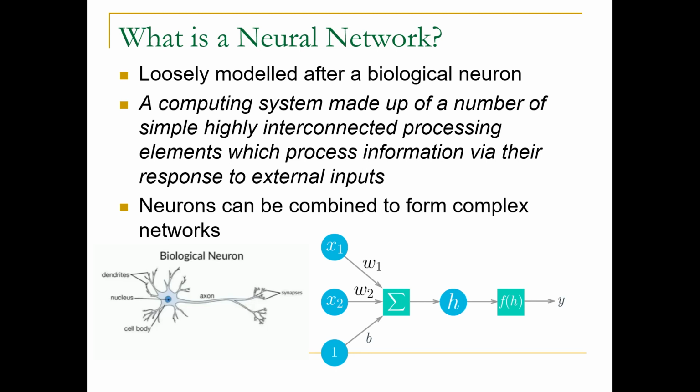Here's a quote from one of the folks that pioneered the concept. So, a computing system made up of a number of simple, highly interconnected processing elements which process information via their response to external inputs. And neuroscientists will tell you that the brain works roughly like this. Now, the human brain is more complex than the networks we can build, obviously. But this was the inspiration for the idea of a neural network, which has been around for quite some time.